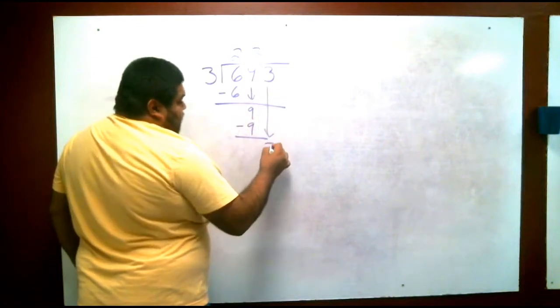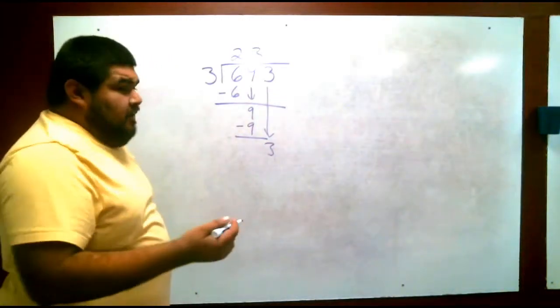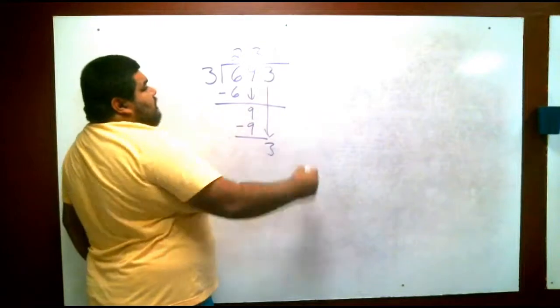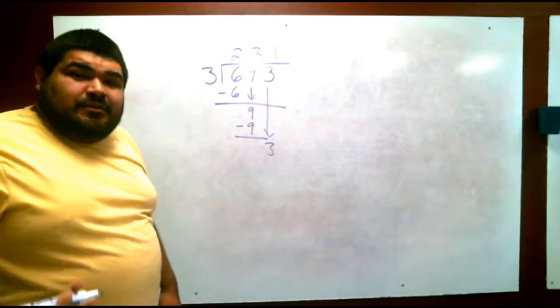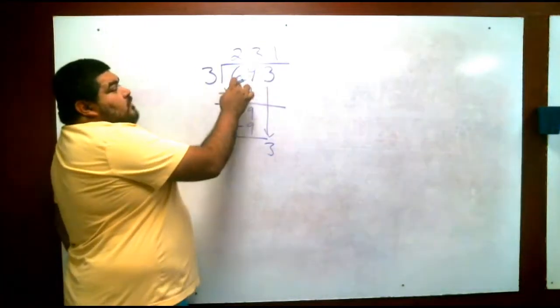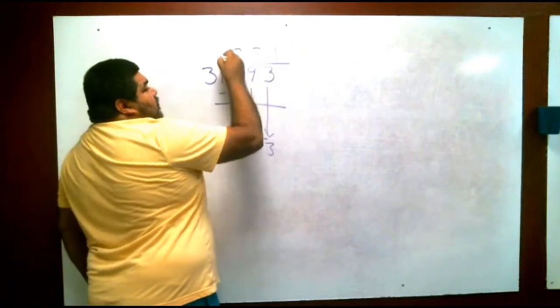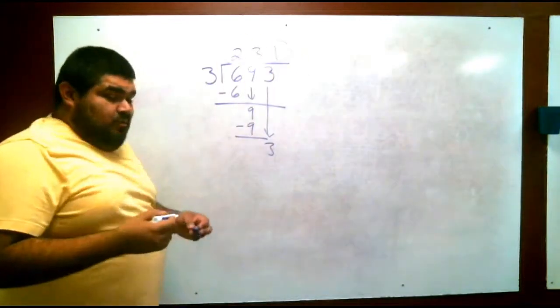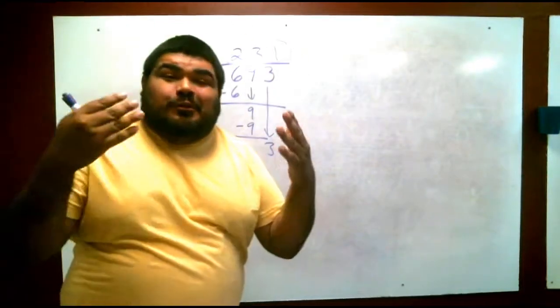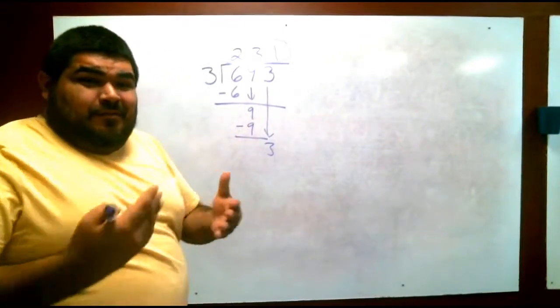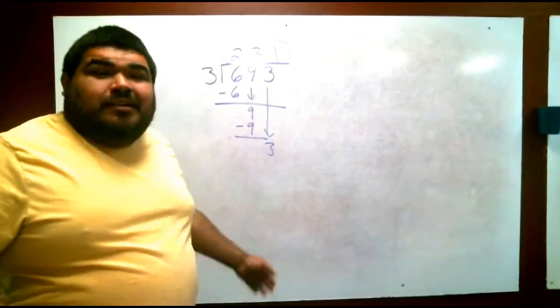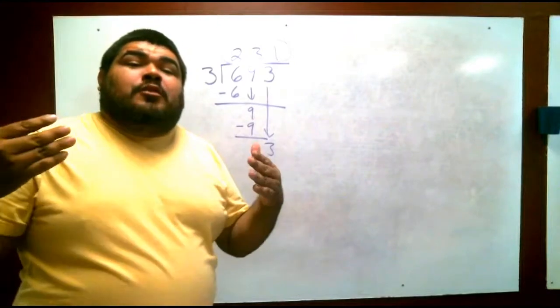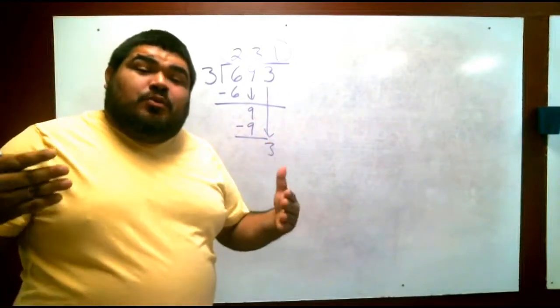Again, we bring down the 3, right? And then 3 can go into 3 one time. So your answer is 3 can go into 693 231 times. Okay? We're doing something similar to that, okay? Very, very simple. Okay, you learned how to divide as a little kid. Today, we're still doing sort of the same thing.